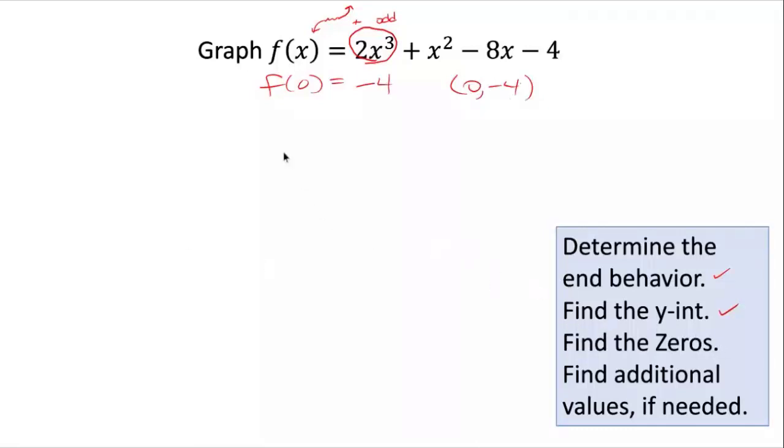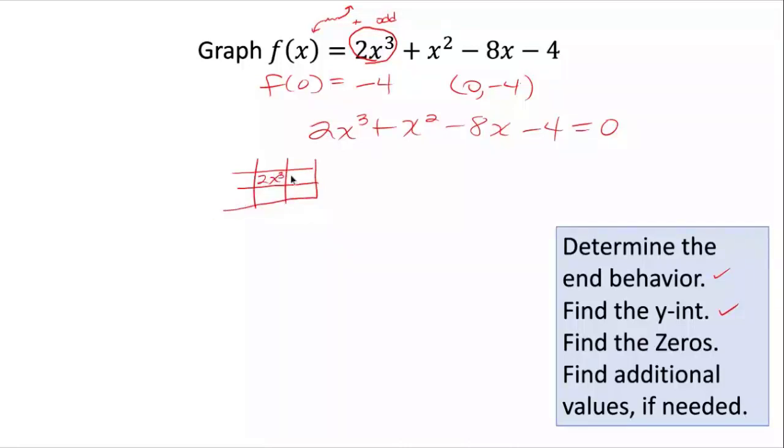Then to find the zeros, we do that by setting the entire thing equal to 0. So I'm going to take 2x cubed plus x squared minus 8x minus 4 and set it equal to 0. This is going to factor, I believe, and there's factoring by grouping. And you may have learned another technique to do that. When I factor by grouping, I tend to draw what kind of looks like a tic-tac-toe at the beginning. And I put my terms inside those squares. And this just kind of helps me focus by looking at two terms at a time.